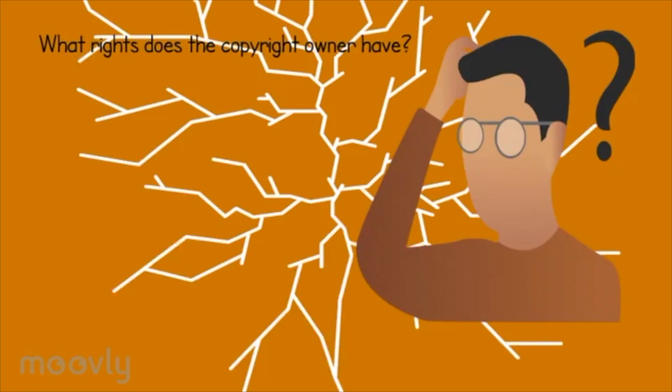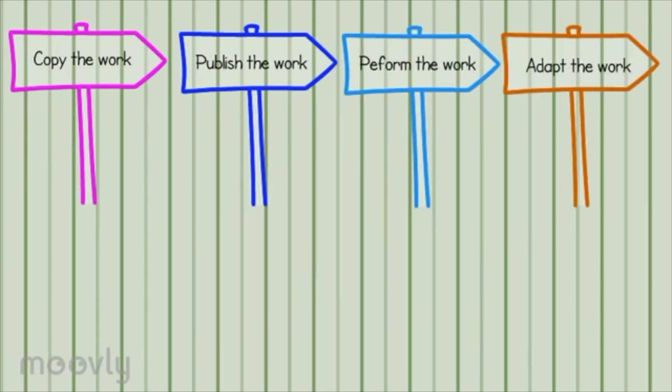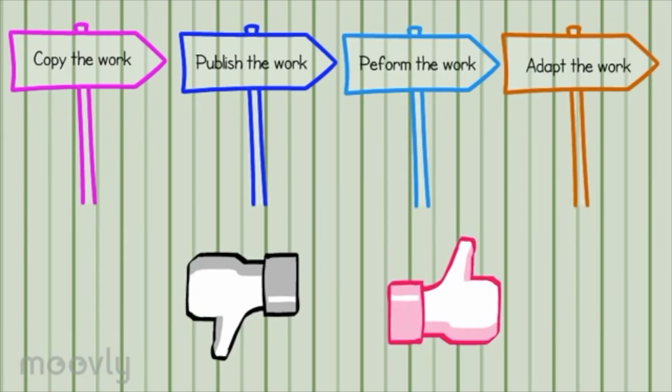What rights does the copyright owner have? To copy the work using any form of copying, physically and electronically, to publish the work physically or electronically, to perform the work, to adapt the work, or prohibit or authorize anyone else to do any of these things.